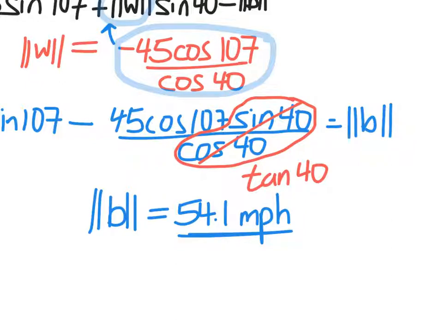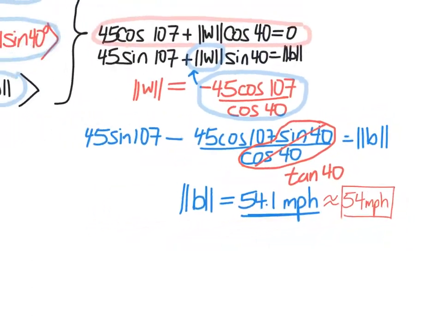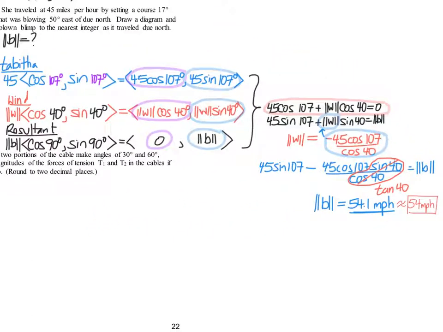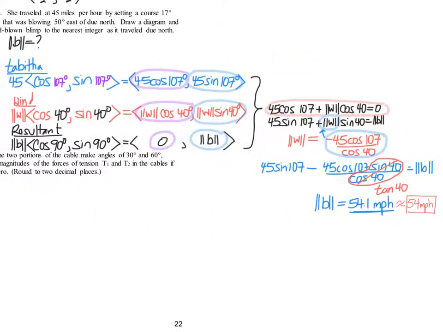So that would be approximately 54 MPH, miles per hour, as Kelly Bundy would say. Old TV show reference.